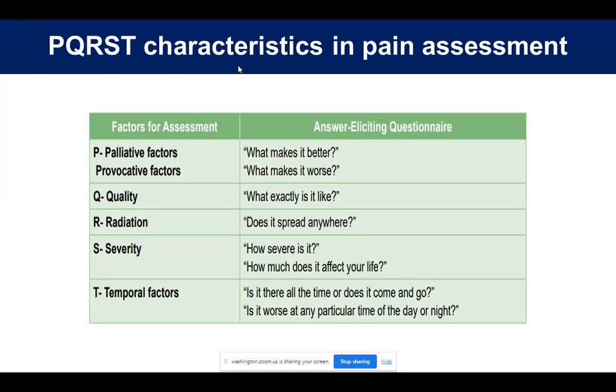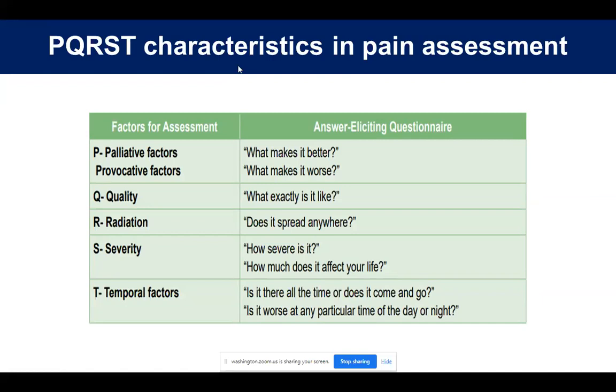R is for radiation. Whether it spreads anywhere, like in sciatica, it moves from the back downwards. S is for severity. That means whether it is hampering your daily life, how severe is it? Whether you can work with this pain, or how much does it affect your life? Are you bedridden because of this pain, or can you go out and do your work?